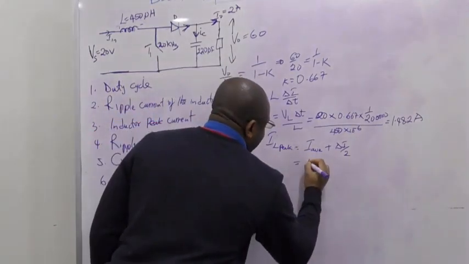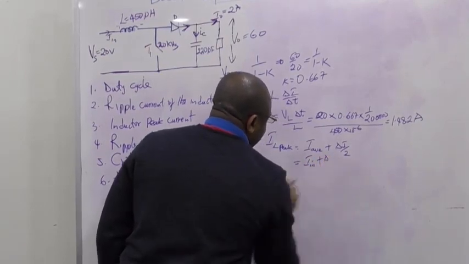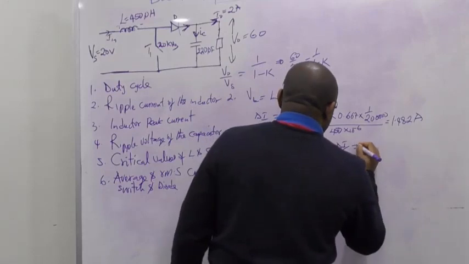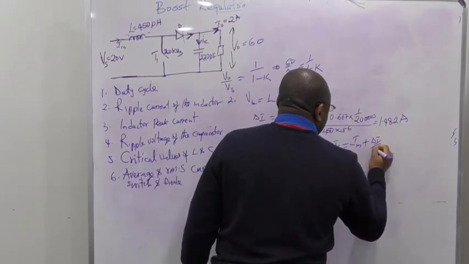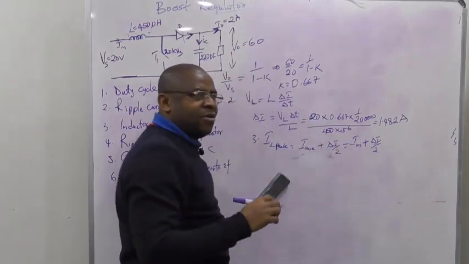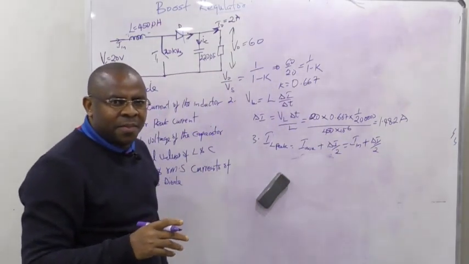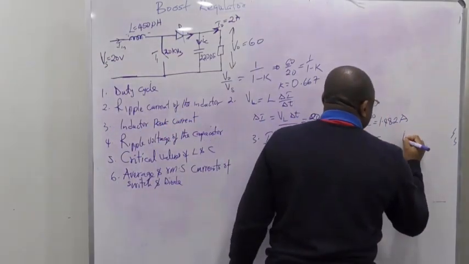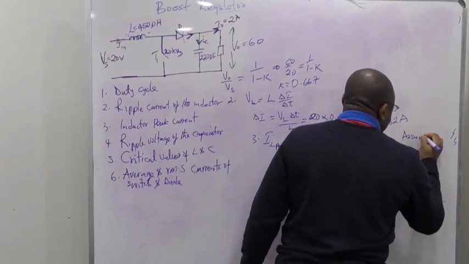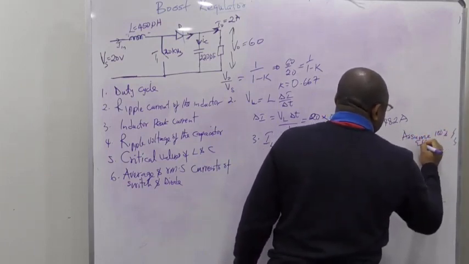Remember, this is the same as saying I in plus delta I over 2. But I don't know I in. I can get it if I assume a 100% efficient system.